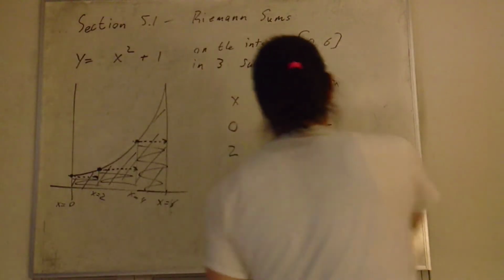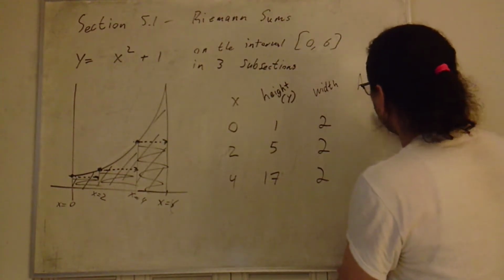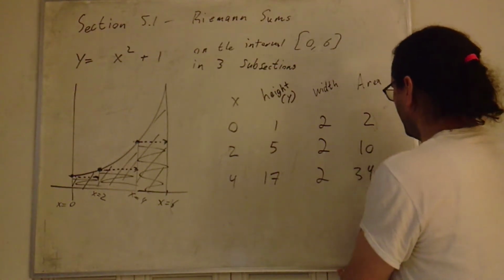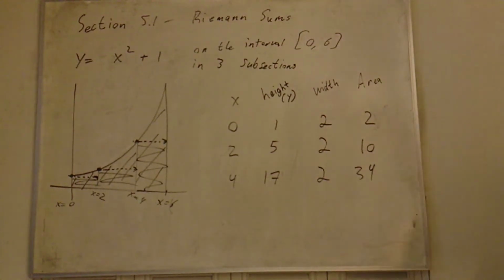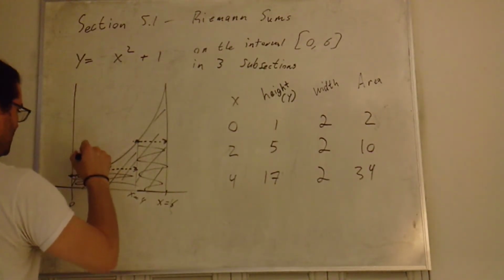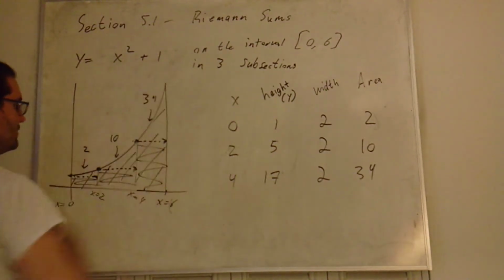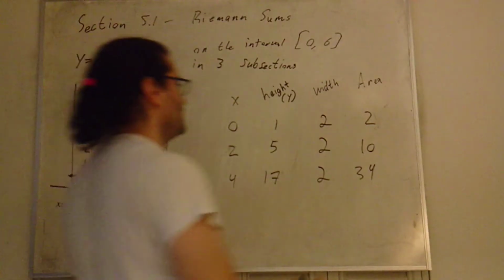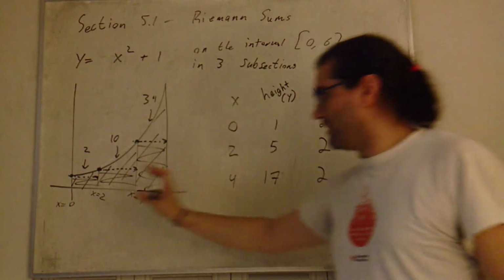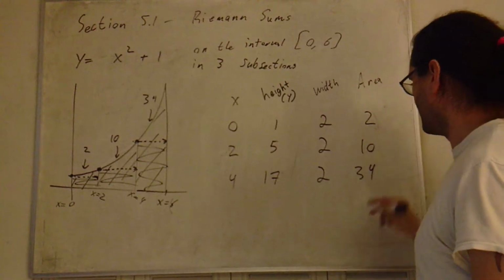So we have the heights of these three rectangles, we have the widths of these three rectangles. We can get the area of these three rectangles. You get the areas of rectangles by multiplying width times height. So this is 2, this is 10, and this is 34. So the approximate area you get from this Riemann sum using left endpoints and 3 rectangles is 46.